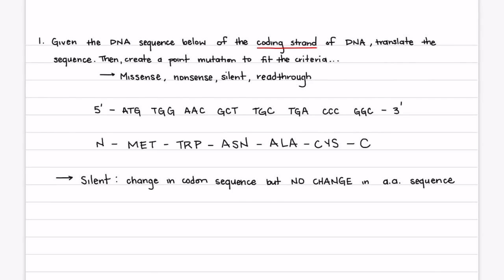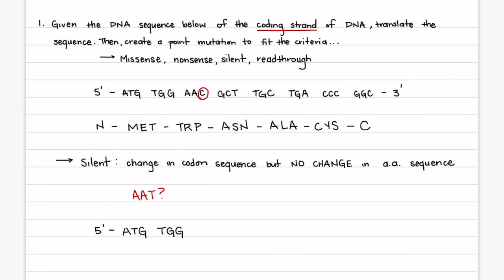So what about a silent mutation? Well, a silent mutation is going to change the codon sequence, but there's going to be no change in the amino acid sequence. So if you go 1, 2, 3 codons down and change that AAC to an AAT, we're still going to get asparagine in our amino acid sequence. So a silent mutation is going to change our codons, but there's not a change in our amino acid sequence, meaning that the protein is going to fold the same way. So we're going to take a moment to write that out. And I'm going to switch colors right here for a second, and we're going to move right along.